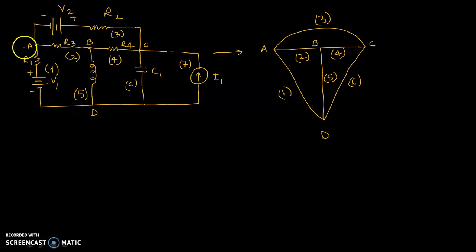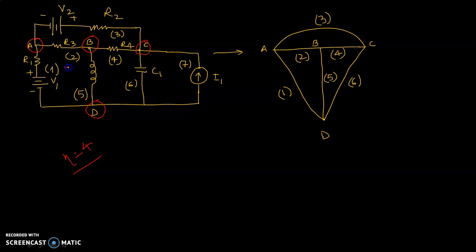This is node A, this is node B, this is node C, this is node D. Number of nodes, how much? It is 4. Okay. From A to B, it is connected R1 and this voltage source V1, a DC voltage source.